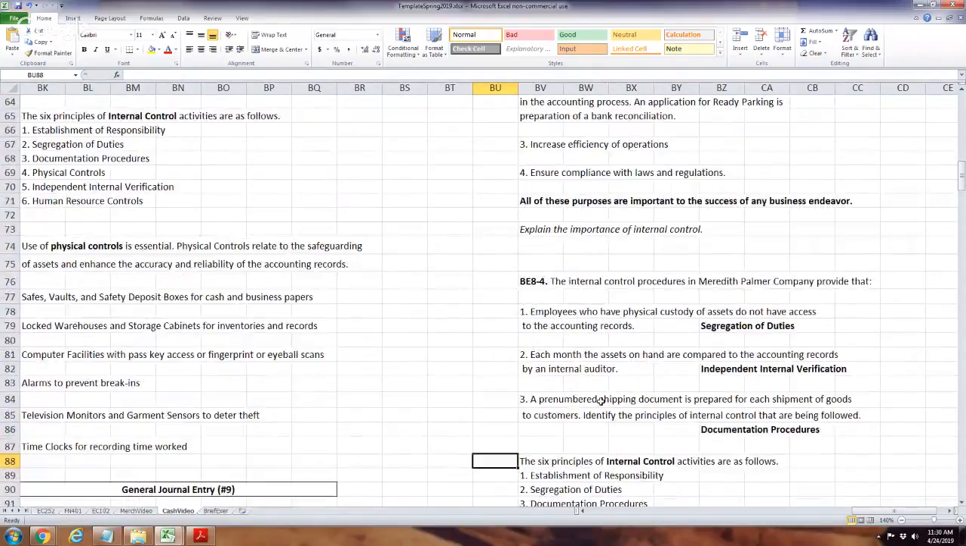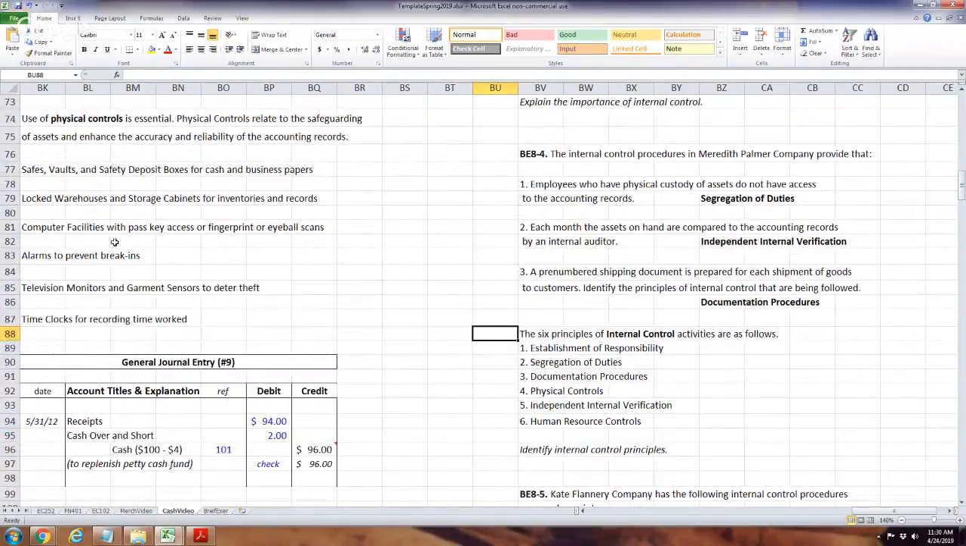And here's the 6, again, we just threw the principles down here so we're not bouncing around the notes saying, where is it? There's the 6 principles of internal control: establishment of responsibilities, segregation of duties, documentation procedures, physical controls, independent internal verification, human resources controls.